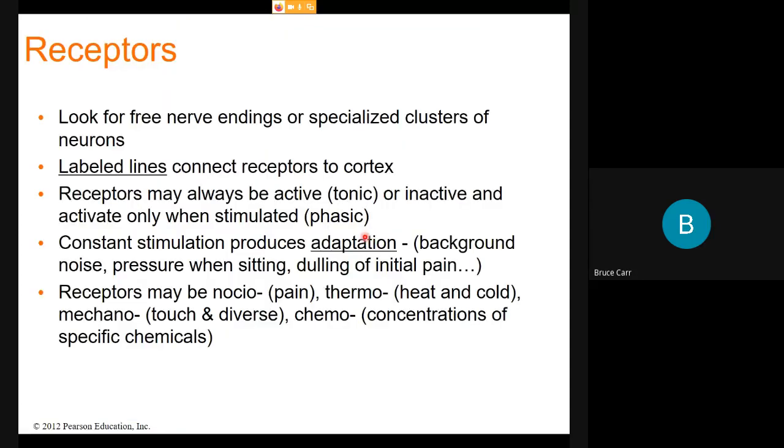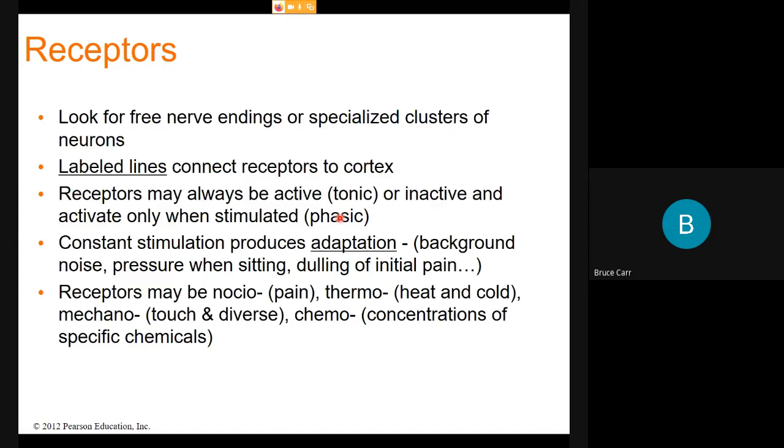Receptors. We look at the nerve endings, specialized as clusters or elaborations of the membrane. They're usually connected by white matter, labeled lines, in a continuous pathway up to the cortex of the brain. They may be active always or inactive always and activate only when stimulated. So there are tonic and phasic receptors. Constant stimulation, though, of them produces adaptation.